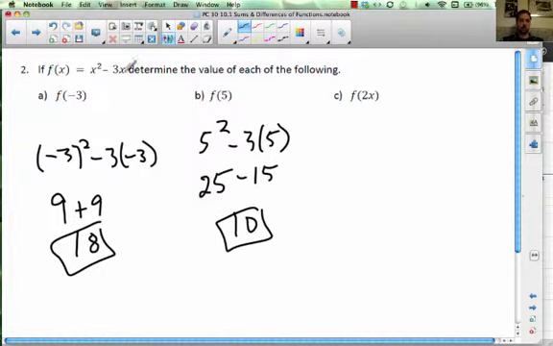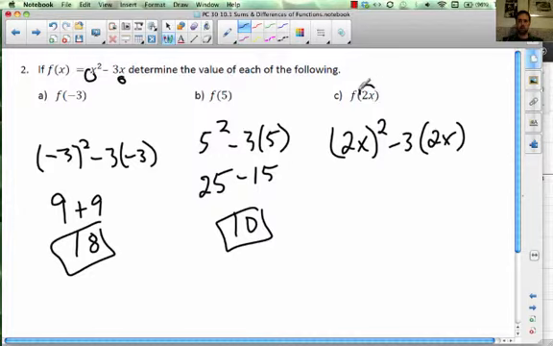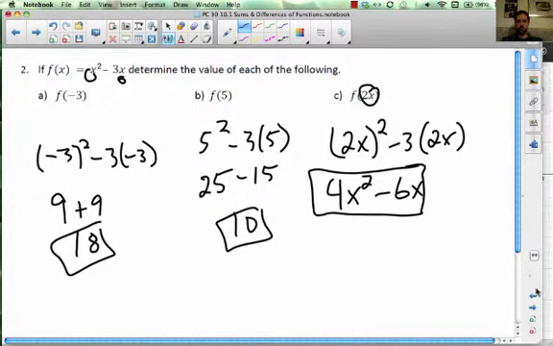2x in this one instead of x, so we get (2x) squared minus 3 times 2x. So wherever you see an x in here, you just replace it with 2x instead. So we get 4x squared minus 6x, and that's as much as we can simplify it.